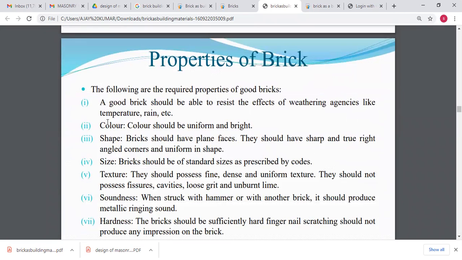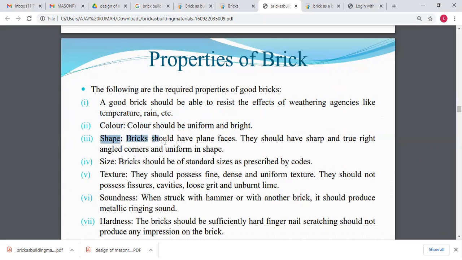What are the properties of the bricks? How will you achieve the required properties? A good brick should be able to resist the effects of weathering agencies like temperature, rain, etc. A good brick should be resistant to temperature as well as all weathering actions. Next, color. Color should be uniform. It may be red, gray or beige, but its color should be uniform because the color depends on the ingredients and the type of material used.